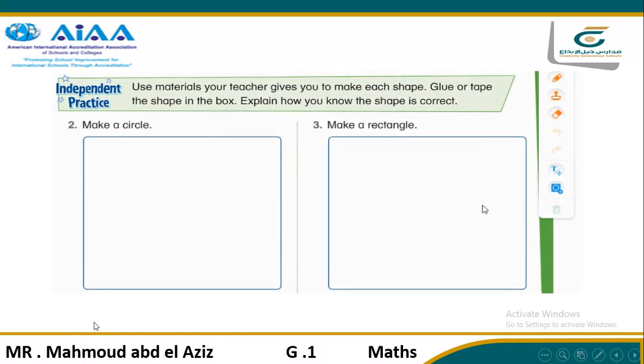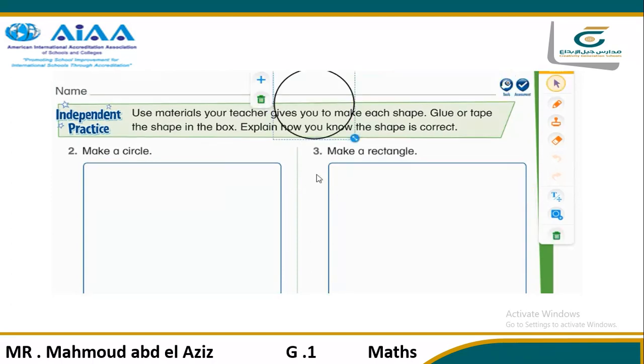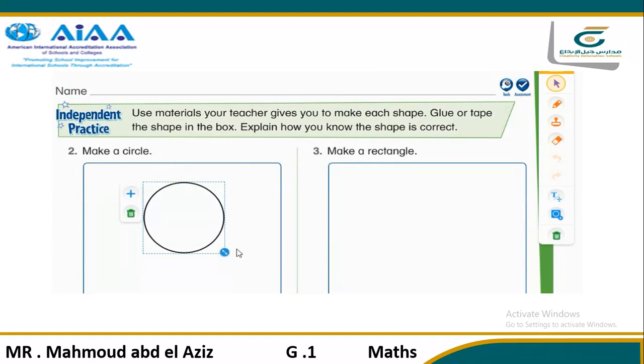Here, how to make a circle. I want to draw a circle. The first question you should ask yourself: what are the properties or attributes of any circle? All circles have no sides or vertices. So that's a circle that has no sides or vertices. No straight sides here and no vertices.